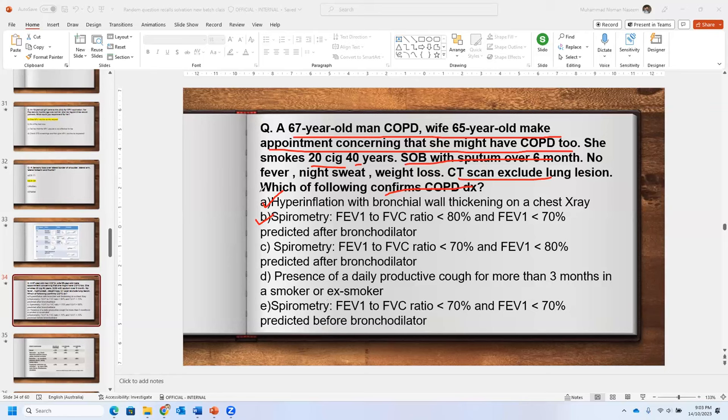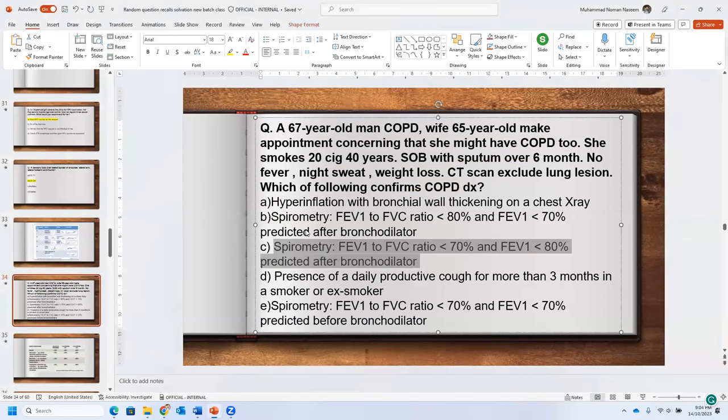So which one of the following confirms the option C is correct, guys? Whenever we have a chronic obstructive pulmonary disease, FEV1 to FVC ratio is less than 70. And after a bronchodilator, there's less than 80% increase in the FEV1 predictive value, not less than 70. Okay? It's option C that is correct.